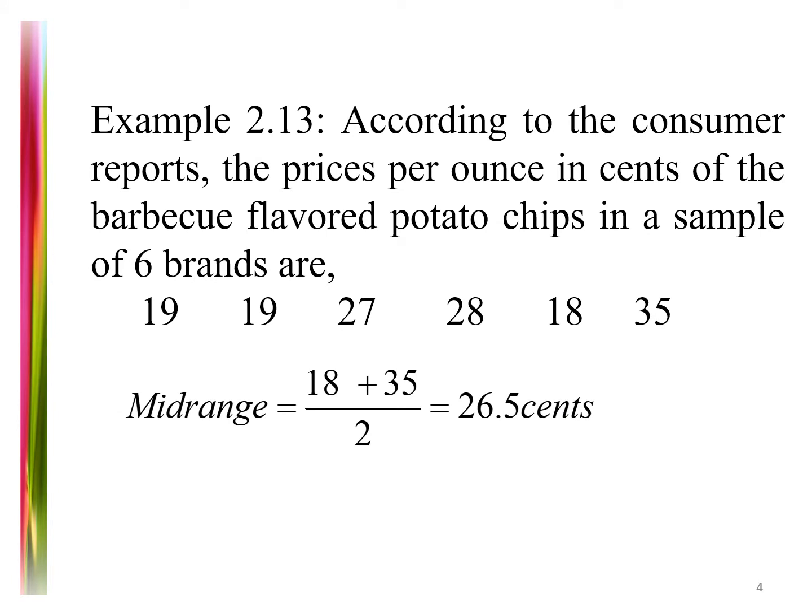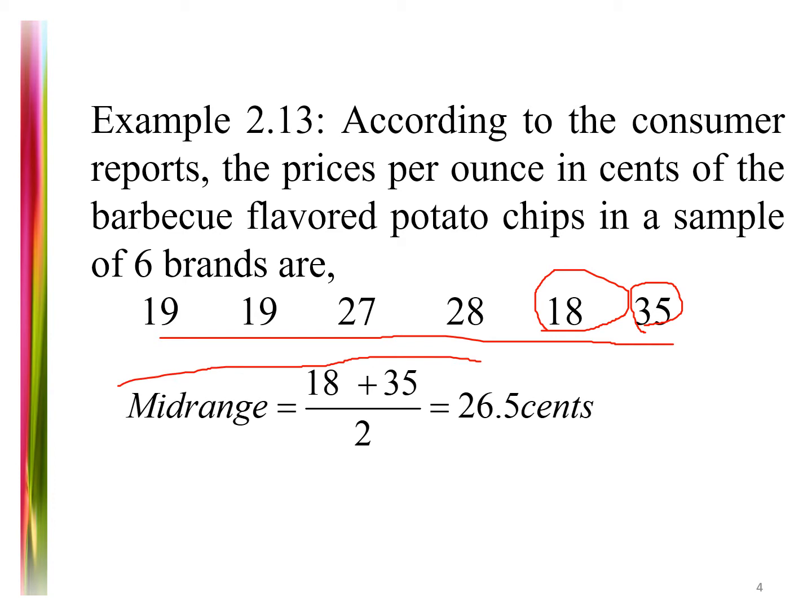This is a simple example. According to the consumer report, the price per ounce in cents of barbecue flavored potato chips in a sample of 6 brands is 19, 27, 28, 18, 35. In this case 18 is the minimum value and 35 is the maximum value. So the mid-range is the minimum value plus the maximum value divided by 2, which is equal to 26.5. So 26.5 is the mid-range.